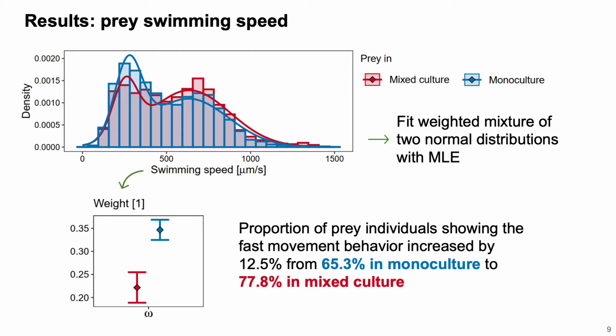Again, you can see that the distribution is bimodal, although less distinctively so. To the distribution, we fitted a weighted mixture of two normal distributions using maximum likelihood estimation. The estimated weights are shown in the figure on the bottom, and as you can see, there was a significant difference between the two culture types. In fact, the proportion of prey individuals showing the fast movement behavior increased by 12.5%, from 65.3% in the monoculture to 77.8% in the mixed culture.